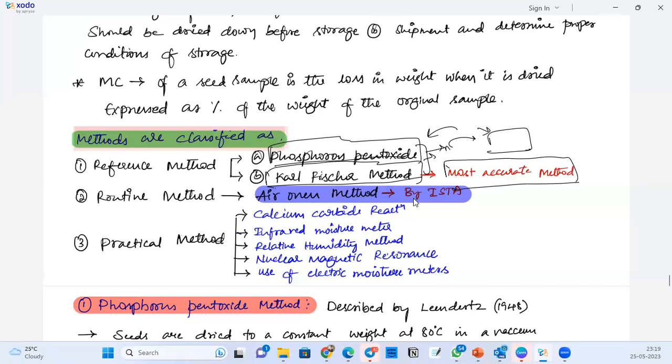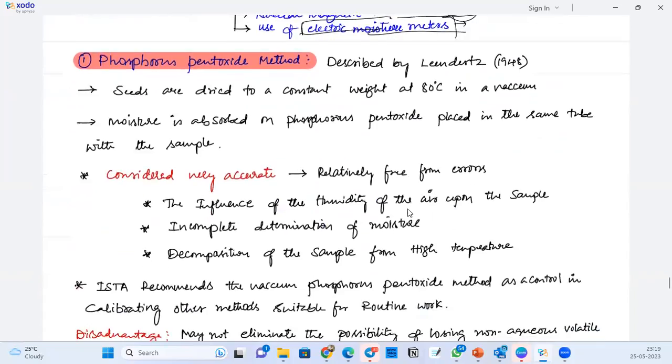And then we have a routine method, which I told you is the hot air oven method. There are several other methods, like calcium carbide reaction, based on which we assess the moisture, infrared, the moisture meter, digital moisture meters. The relative humidity method is also there, and NMR, nuclear magnetic resonance, is used. Nowadays we also use electric moisture meters, but these are not that accurate. That is the reason we still use the hot air oven method for detection of moisture content.